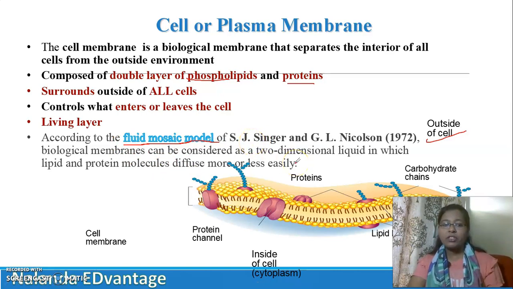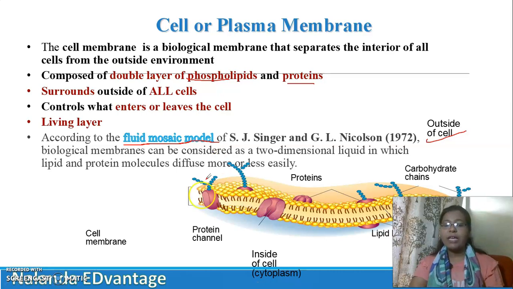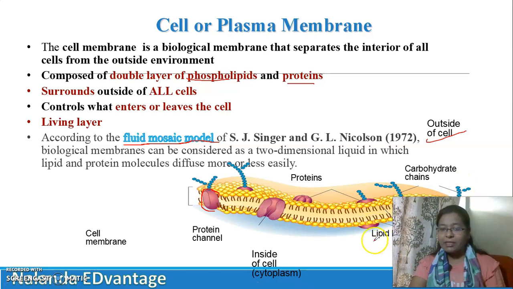They said that biological membranes can be considered as a 2D liquid in which lipids and protein molecules diffuse more or less easily. Right? So ये आपके phosphate lipids के बने होते हैं, known as phospholipids, and different kinds of proteins. So here you can see in this diagram there are protein channels, right? And there are different glycoproteins, known as carbohydrate chains. और ये lipid bilayer है. Bilayer से मतलब है कि इसमें दो layers attached हैं.